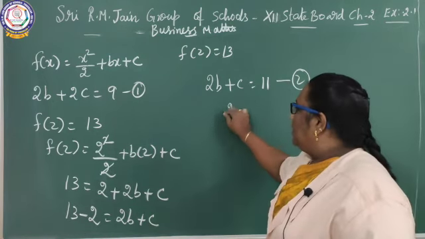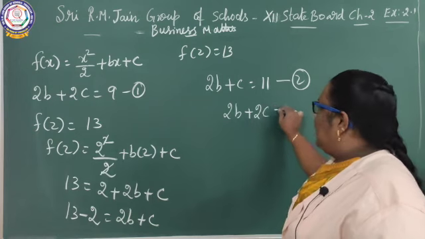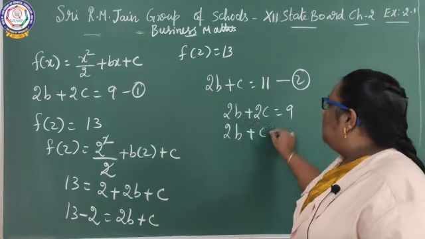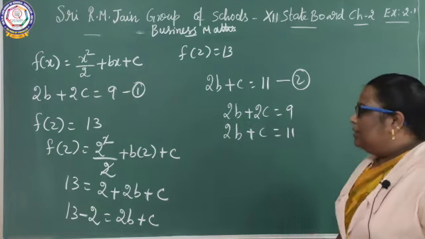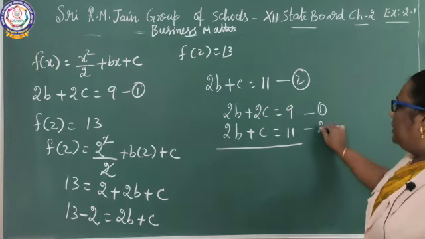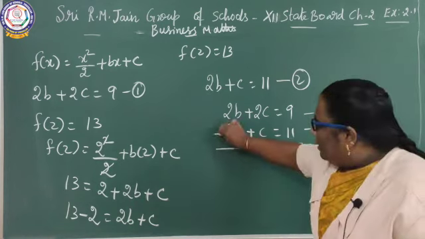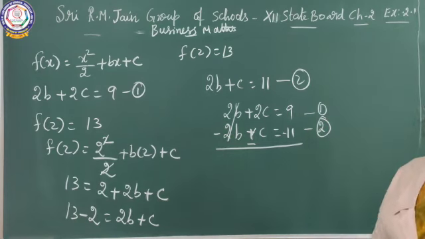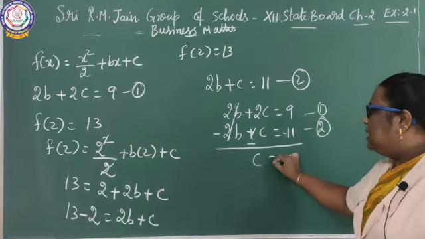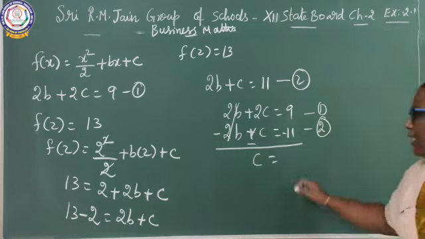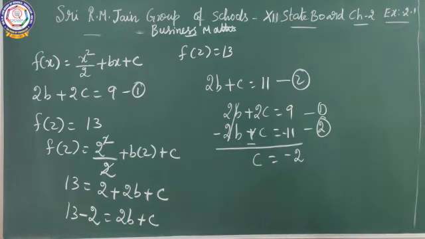What is the first equation? 2b plus 2c equal to 9. Second equation, 2b plus c equal to 11. See here, you subtract the second equation from the first. 2b gets cancelled. 2c minus c is c. So c equal to 9 minus 11, what is the value? Minus 2. So c value equal to minus 2.